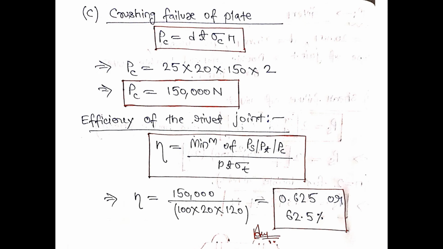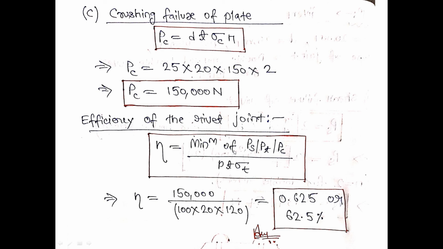I know that the efficiency of the joint is given by the strength of the riveted joint divided by the strength of the unriveted solid plate. That efficiency is nothing but the minimum value of either PS or PT or PC divided by the strength of the unriveted solid plate, which is P t sigma T, where P is your pitch, t is the thickness of the plate, and sigma T is your permissible tensile strength.